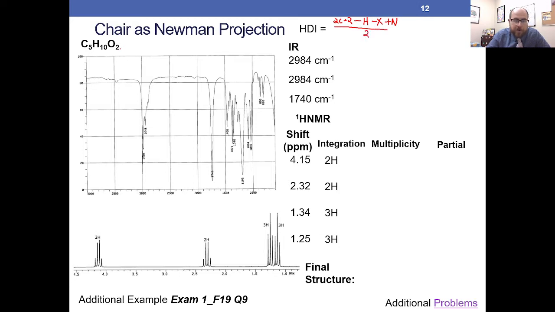So for our formula C5H10O2, we're going to have 10 plus 2, and we subtract the 10 hydrogens and divide that by 2. That gets us to an HDI of 1. So we have either 1 pi bond or 1 ring within our system.